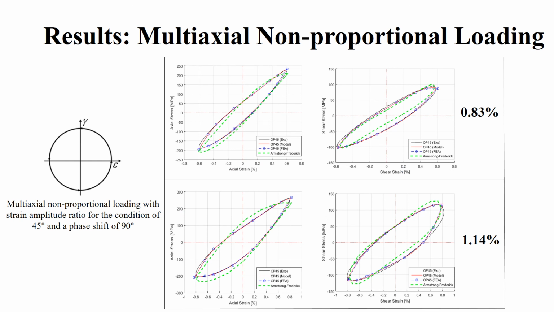Regarding the non-proportional loadings, the Armstrong-Frederick model also fails to follow the experimental results. For the strain level of 0.83%, the hypostrain model results are close to the experiments. However, for the 1.14% strain level, the model cannot follow with absolute accuracy the shear mechanical behavior, despite estimating the plastic strains, the back stresses, and the stresses at the maximum total shear strain with very good accuracy.